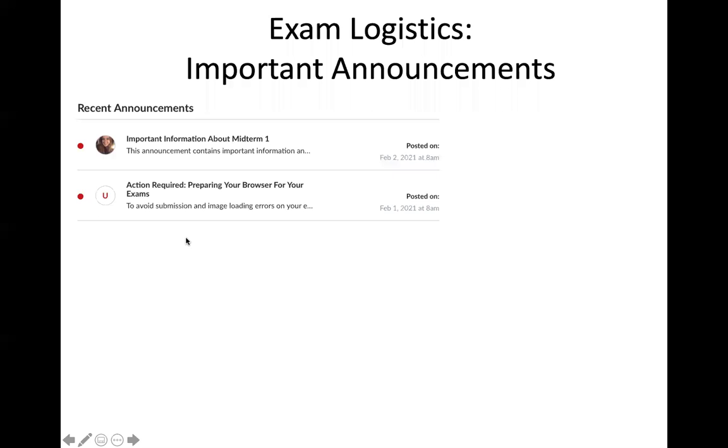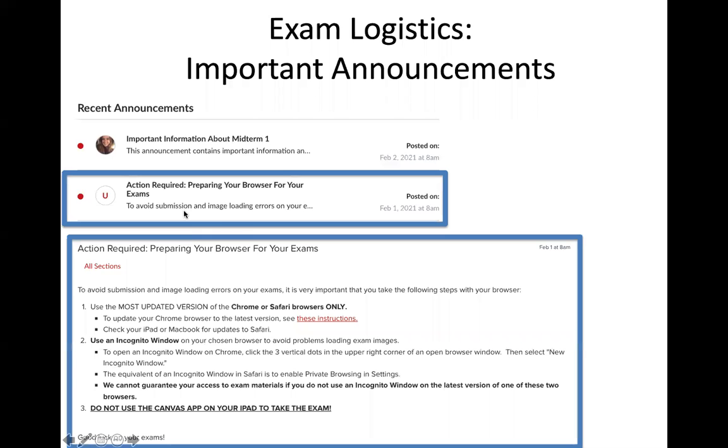To share with you a few of them, there's an announcement that says, how do you prepare your browser for the exams? If you click on that one, it tells you very specifics for what's going to work well for taking the exam, as far as what kind of browser you should be using, how you set things up, what you should do, what you should not do. So this is going to be really crucial for you. Okay. Before we meet next time, please take a look at this announcement.